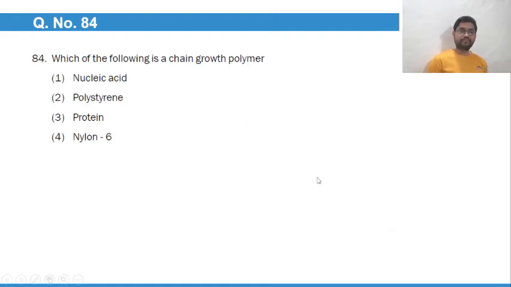Okay. 84. Which of the following is a chain growth polymer? Chain growth polymer means what? In which no elimination takes place. Nucleic acid forms by condensation. Polystyrene is an addition polymerization. That will be the answer. Protein, again condensation. Nylon, again condensation. So the best answer is option number 2.